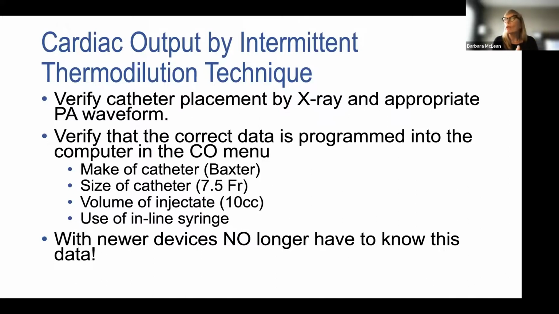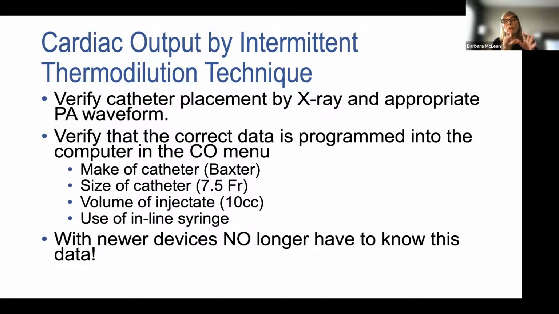So of course, if you're doing a cardiac output by intermittent thermal dilution, even though you may have evaluated where the PA catheter was when you first placed it, you always want to be sure that you are in good placement, that the catheter tip is in the PA, that the RA port is in the RA, the proximal injectate port is in the RA. Really need to be sure that catheter is placed well.